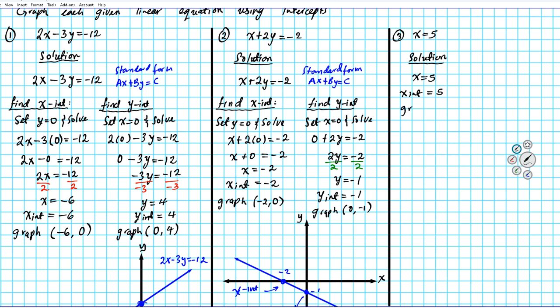So we're going to graph 5, 0. What's the y-intercept here? There's no y-intercept. So the y-intercept is none. So you're going to graph a line that never touches the y-axis, but goes through 5, 0. Okay? So let's graph the intercept 5, 0. It is right here. 1, 2, 3, 4, 5.